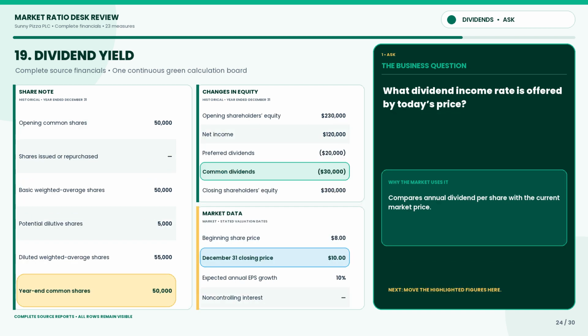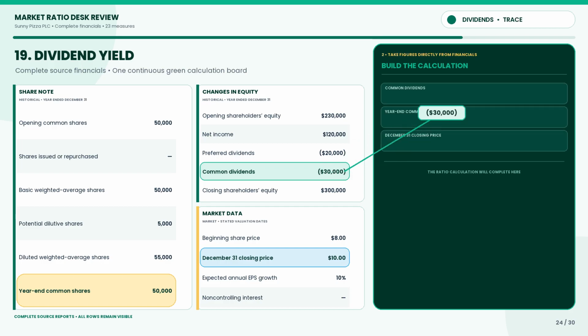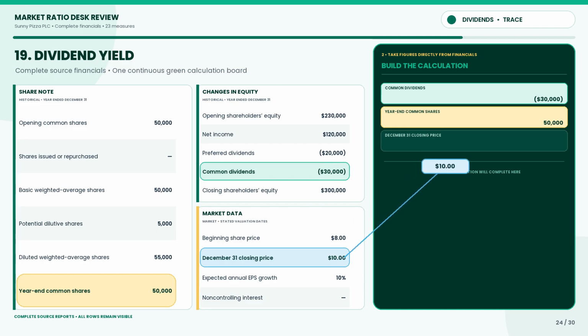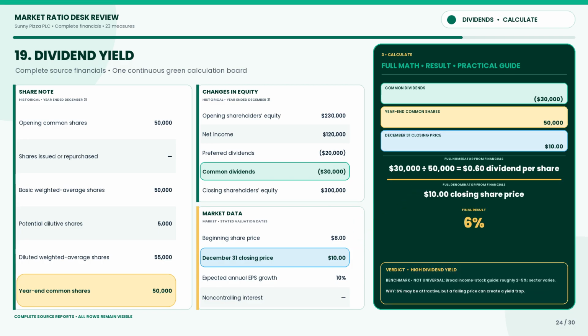What dividend income rate is offered by today's price? Compares annual dividend per share with the current market price. Dividend per share is 60 cents and the current market price is $10. 60 cents divided by $10 gives a 6% dividend yield. A 6% dividend yield means the current annual dividend per share equals 6% of the $10 market price.